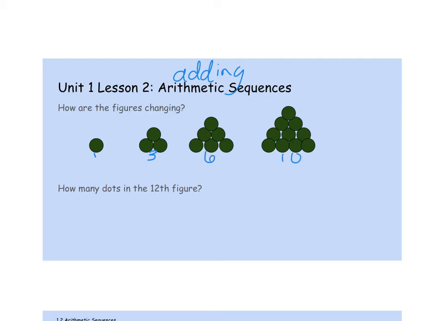So it doesn't look like there's a consistent change, right? Going from 1 to 3, you're adding on 2. From here, you're adding on 3. Here, you're adding on 4, and noticing stuff like that will help you out. So you notice that it's adding 2, adding 3, adding 4. So this next one would be adding 5, right? So there'd be 15 dots in that fifth figure, okay?